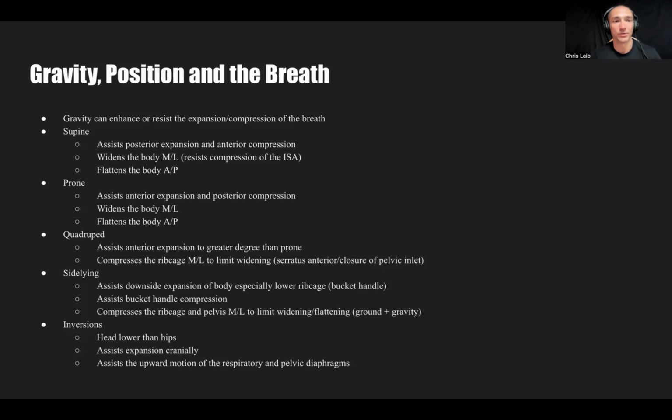Where prone is sort of the reverse. It can assist anterior expansion, but it also resists it somewhat because we're on a surface that might get in the way of that motion there. So it really depends on where we are, and the state of the muscles that are involved in breathing. So if we can actually feel that pressure of the floor and breathe into that, we might actually use that as some feedback to help us expand anteriorly there.